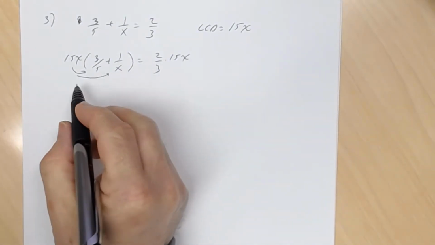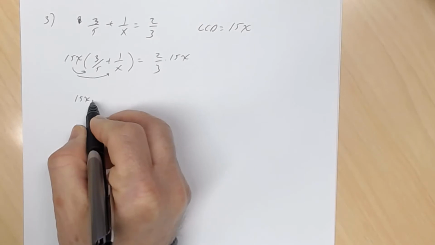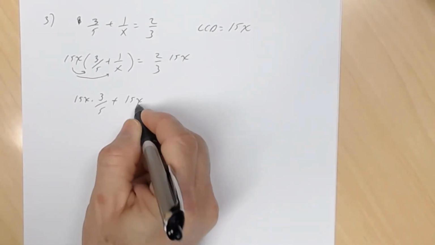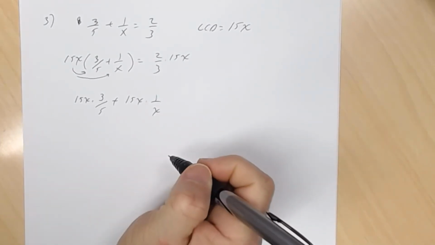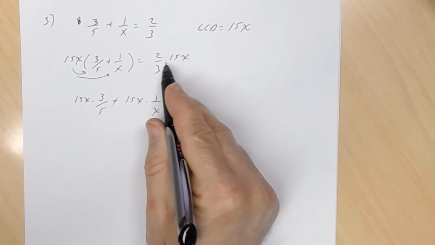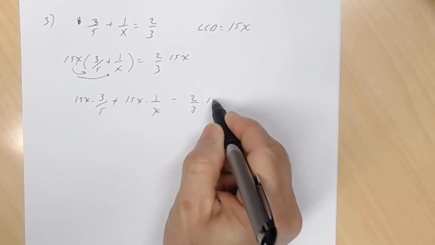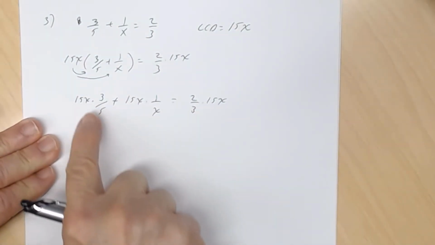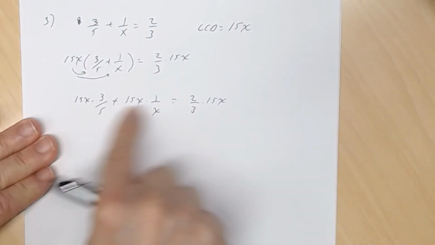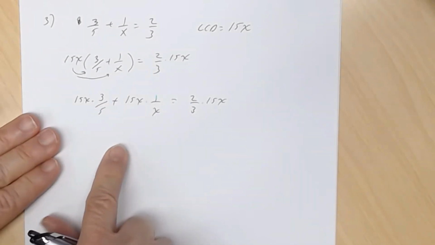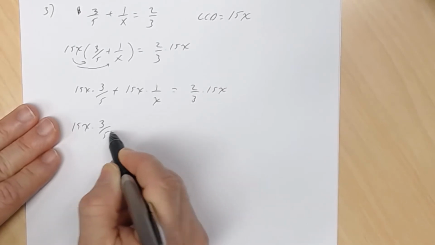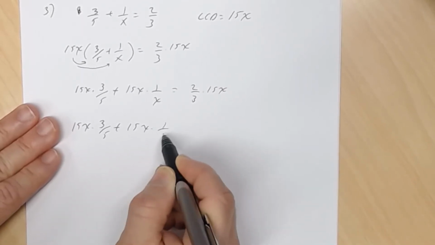You would write, all right, so that's going to be 15x times 3/5 plus 15x times 1 divided by x, right? Equal, and I'm going to go ahead and just rewrite this over. 2/3 times 15x. All right, so that's where I'm at. Okay, now what I'm going to do next is I'm going to rewrite this again because I don't want to reduce now over this because it'll look a little messy. So I'm going to leave this alone. I'm just going to go ahead and rewrite this over, and let's see what we get.